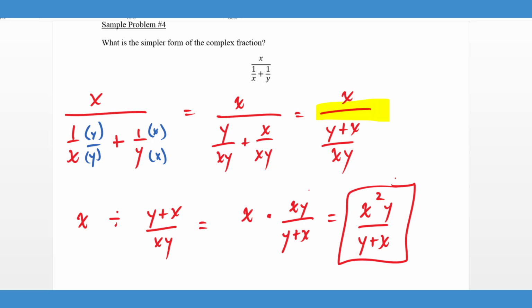That one was pretty straightforward. Each complex fraction has its own issues that you have to deal with, but if you think of it as two separate problems, I think you'll come out okay.